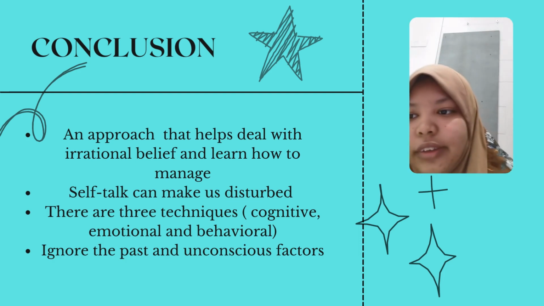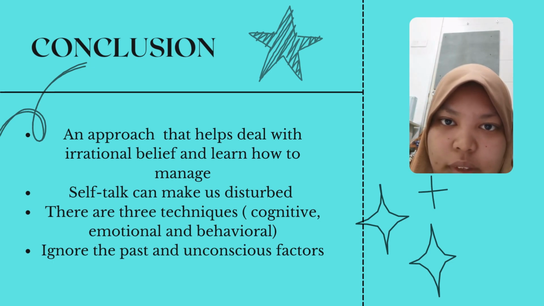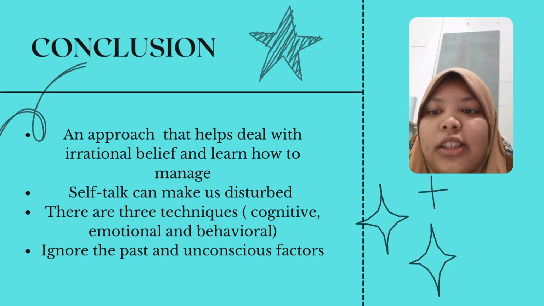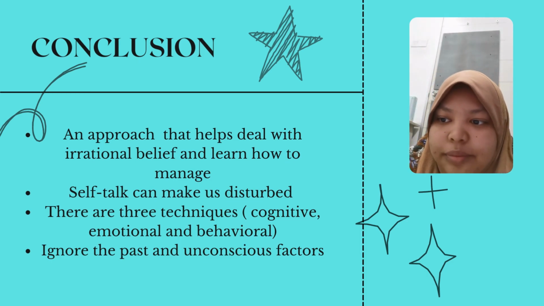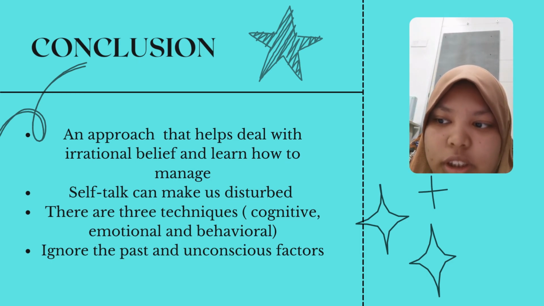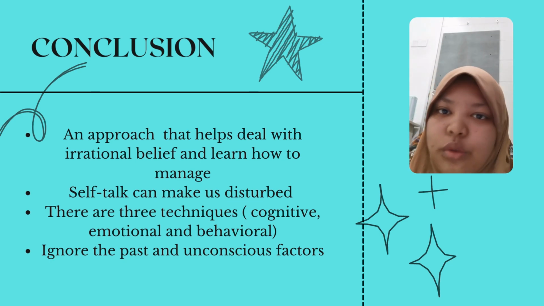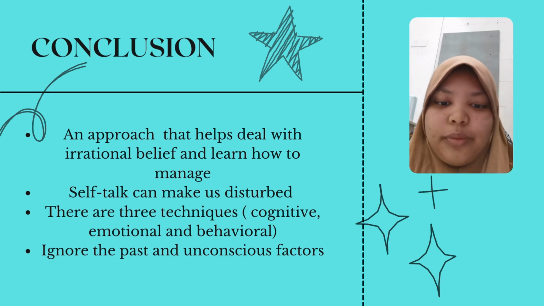And from what we learn, every therapy has limitations, and for REBT, the limitation is that Albert Ellis ignored the past, while CT, which is cognitive therapy, focuses too much on positive thinking and denies the past, and also ignores the unconscious factors and emotion. That's all for me. Thank you.